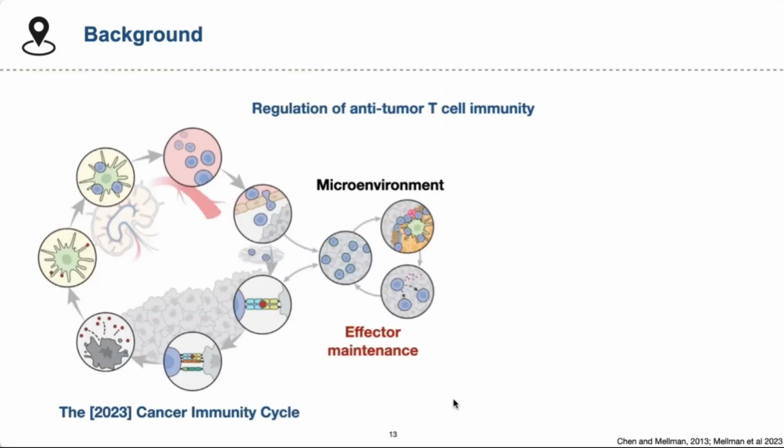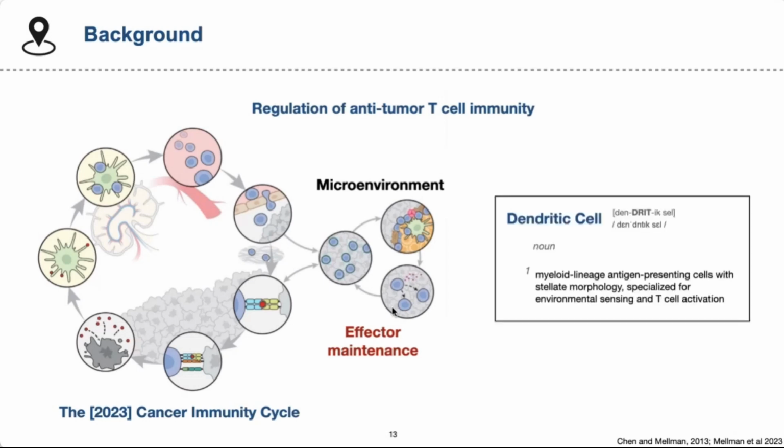Now, as we think about the cancer immunity cycle, it has been revised to the 2023 version, which includes this sub-cycle, really looking at what's happening in the tumor microenvironment itself and what factors lead to local accumulation and proliferation of T cells, interactions with other stromal and immune cells in the tumor microenvironment, and effector maintenance for promoting T cell production of cytokines and, in some instances, local proliferation. And so this brings us to dendritic cells.